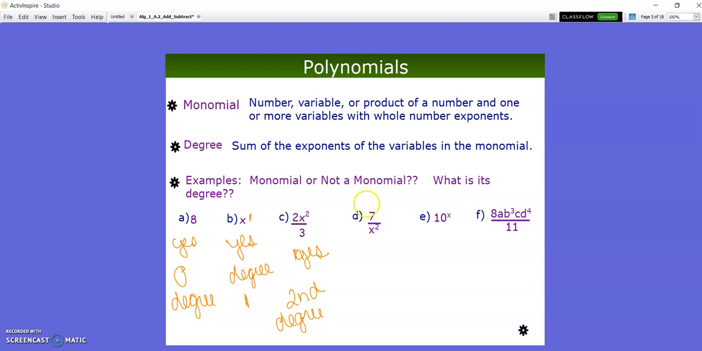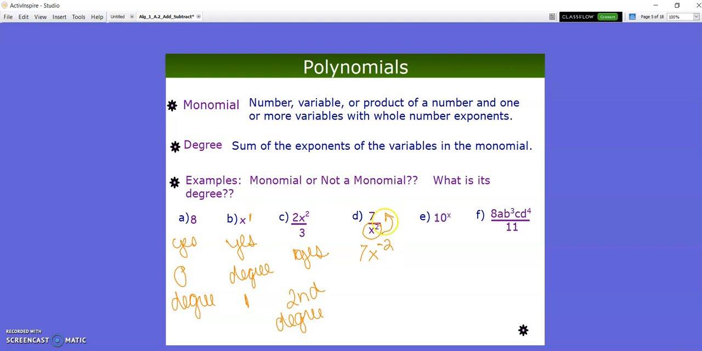When I take a look at D, a lot of us will say, oh, it's a monomial and it's to the second degree, but we have to take a look at this. I can't have variables in the bottom being divided if it's a monomial. So what we're going to do is move this to the other side of the fraction bar. When we move it to the other side of the fraction bar, our variable becomes negative. So this is 7x to the negative 2 power.